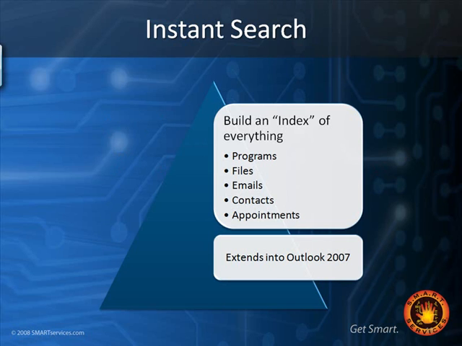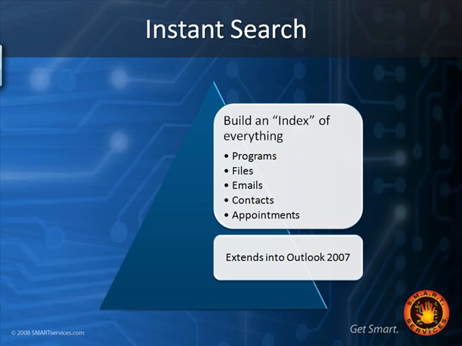Instant search in Vista. If you've got Windows XP and you go to the Windows Update site, you might notice something called the Windows Desktop Search 4.0. And what that is, is essentially the instant search that's built right into Vista. They're trying to make that work with XP. Vista was just built from the ground up around this whole instant search thing.